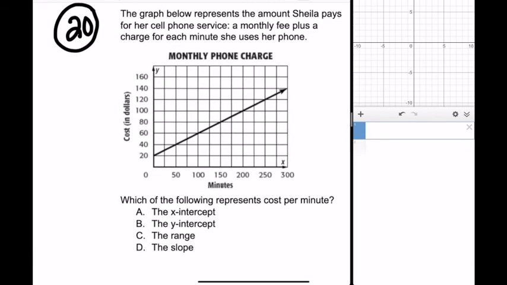The graph below represents the amount Sheila pays for her cell phone service, a monthly fee plus a charge for each minute she uses her phone. Which of the following represents cost per minute? Well, we have a graph here, and we have some x and y values, but notice that the question is just asking us what represents cost per minute. Well, blank per blank, this tells you that this is a rate of change.